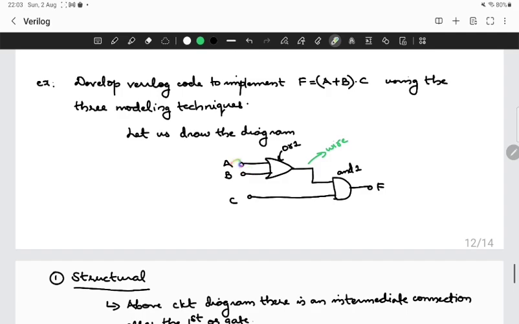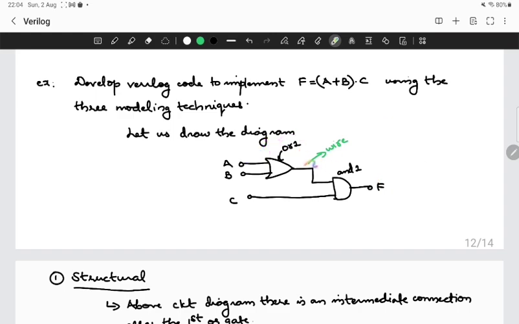So this is A and B. These are the two inputs. This is our OR gate. Then we have the AND gate. I am naming the gates so that it becomes easier for us to write the code while using structural modeling. This OR gate I am giving the name OR1. There is only one AND gate, so that is AND1. There is an intermediate output, and that output corresponds to A or B. So this is the intermediate output, that is A or B, and the final output is (A or B) into C.